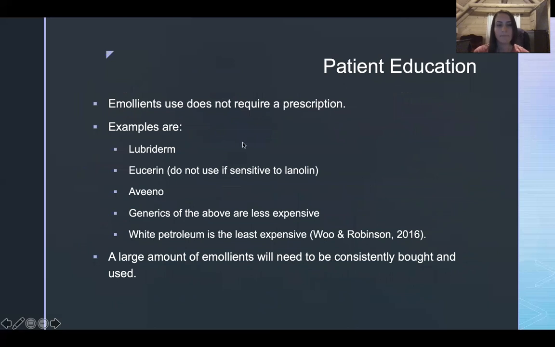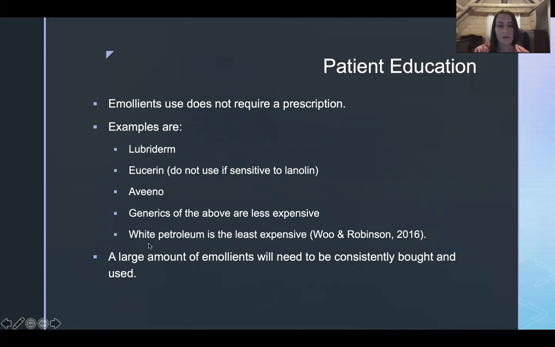Emollients. Patients need to be educated that they don't need a prescription for these. These are just over-the-counter lotions and creams. Examples are Lubriderm and Eucerin. Patients don't need to use Eucerin if they're sensitive to lanolin. Another example is Aveeno.